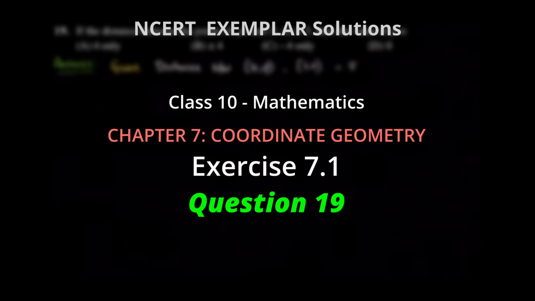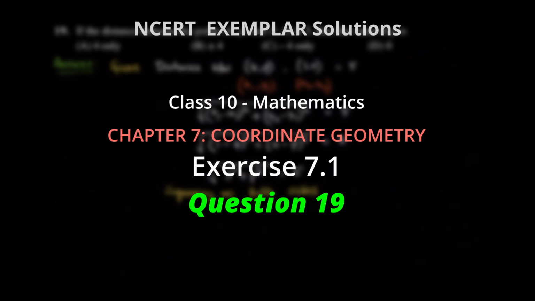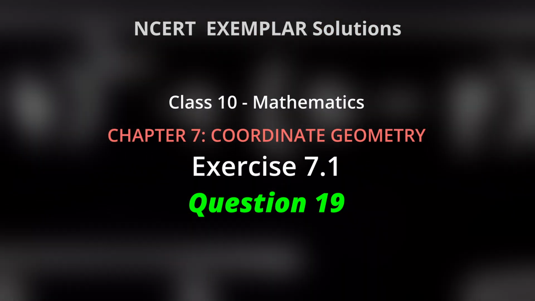NCERT Exemplar Solutions, Class 10, Maths, Chapter 7, Exercise 7.1, Question number 19. If the distance between the points (4, P) and (1, 0) is 5, then the value of P is: option A, 4 only, option B, plus or minus 4, option C, minus 4 only, or option D, 0. Let us find the answer.